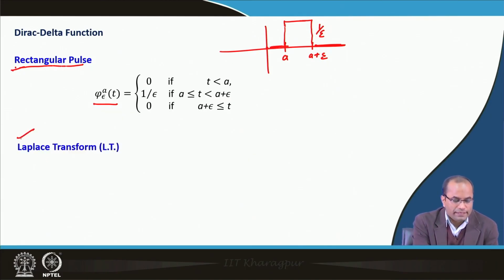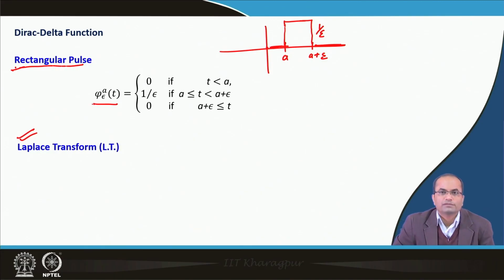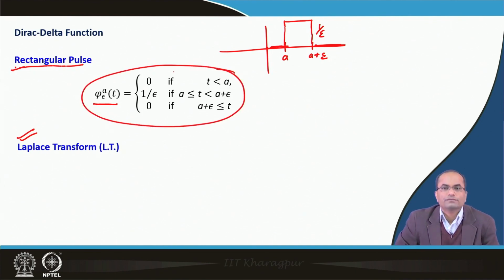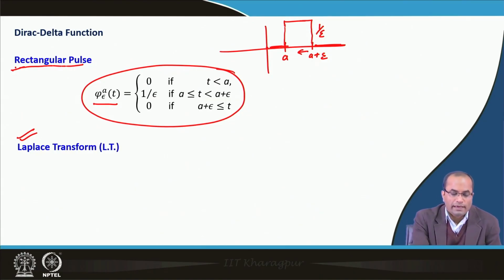Now, first we will get the Laplace transform of this rectangular pulse function, because the Dirac delta function can be defined as the limiting situation of this rectangular pulse function when epsilon is very small. So, if epsilon goes to 0, 1 over epsilon will naturally tend to infinity, and that is exactly the function which we will define here as the Dirac delta function. So, first we will take the Laplace transform for this given epsilon, without considering the limiting situation first.